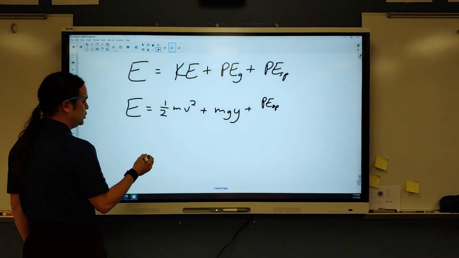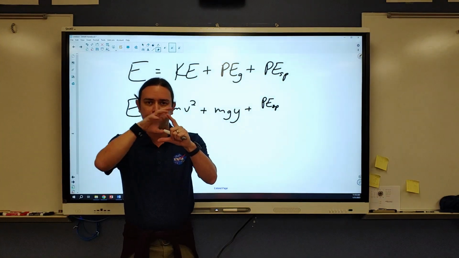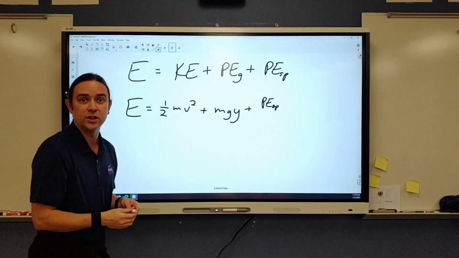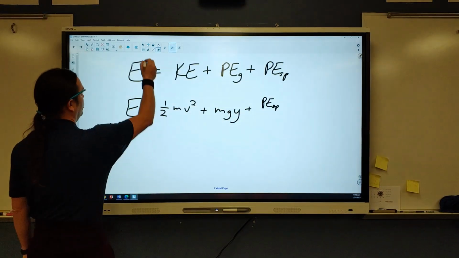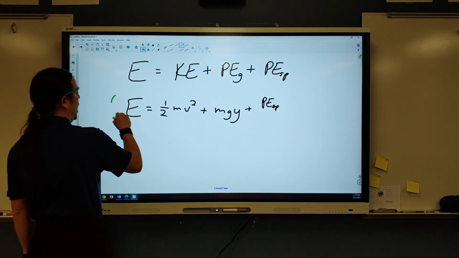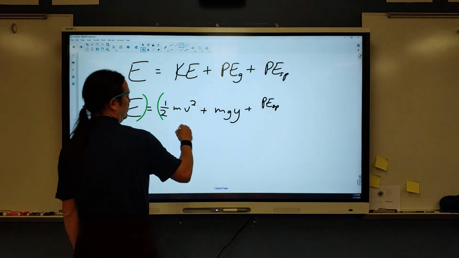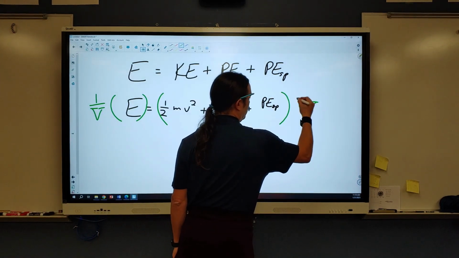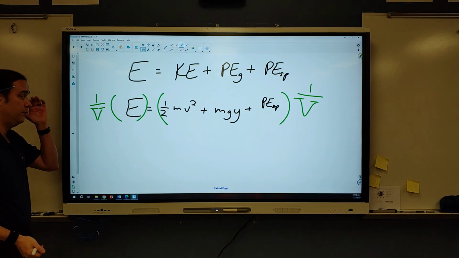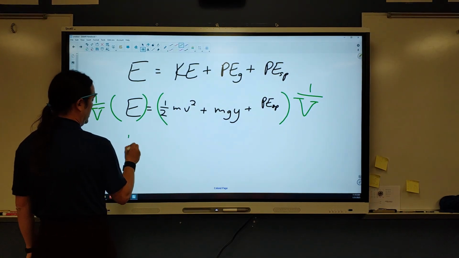So here's what I can do. Instead of having just one object, I could look at the amount of fluid that I have in a given volume. This is a reference to that idea of a control volume, which is fancy talk for the upper levels. But here's what I'm going to do. I'm going to divide both sides by volume, so I'm going to multiply by 1 over capital V for volume in this case. Well, what does that give me?